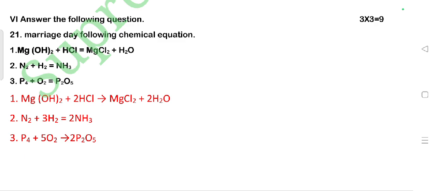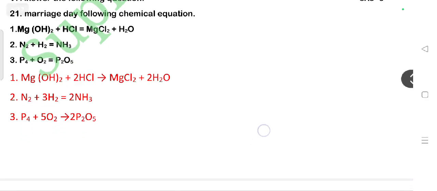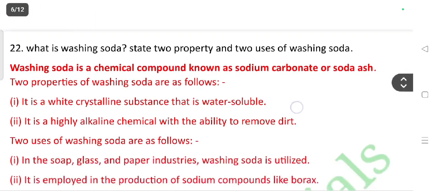So rearrange, balance the chemical equation. So this is the balance, so easy. So three questions, easily you can get the three marks. Then come to washing soda.